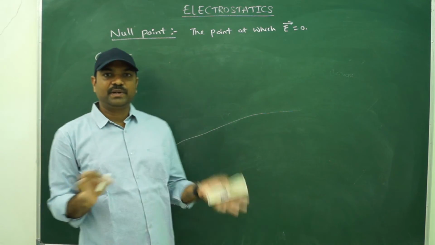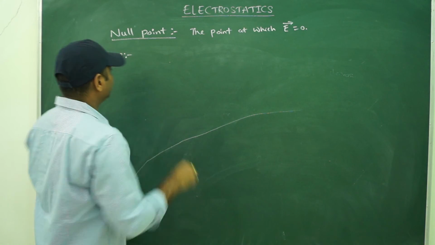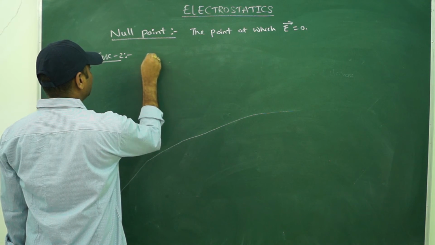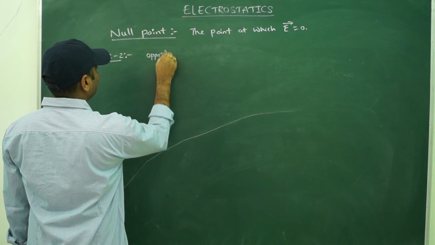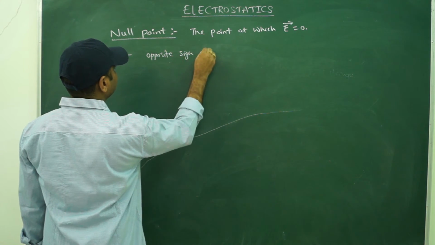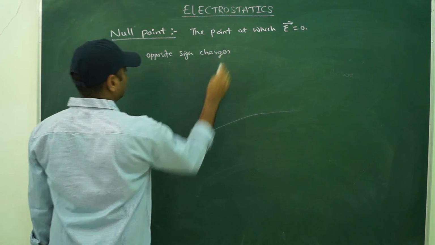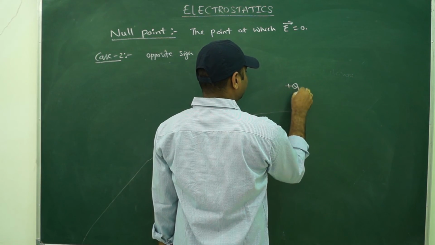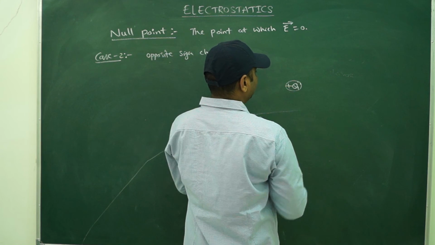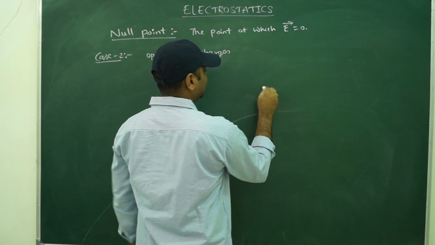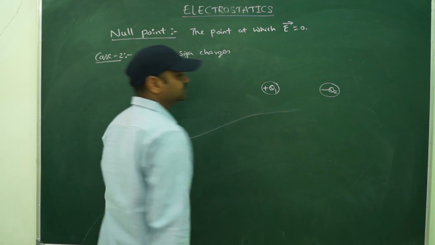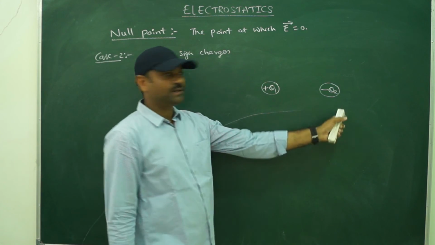Okay, we have seen the similar charges, then how to identify the null point. Now I'm taking the unsimilar, you can say opposite sign charges. If I take a positive charge and a negative charge, then how to go for that? Suppose I'm taking plus q1 and minus q2. One is a positive charge, the other one is a negative charge.